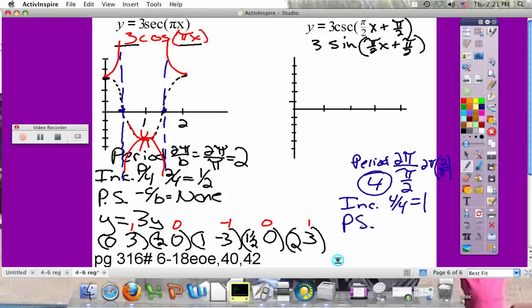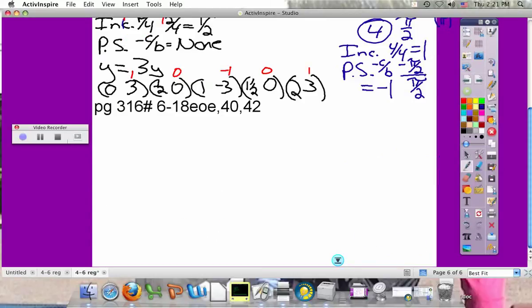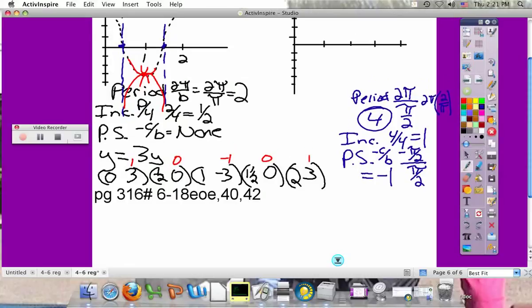Phase shift. And we have a phase shift because we have a c. So we want negative c over b. Well, c in this case is pi over 2, and since it's opposite, it's going to be negative pi over 2 divided by b, which is also pi over 2. And anything over itself is 1, so my phase shift is equal to negative 1. Now what that does is give us a new start and a new end. Whenever you have a phase shift, you will have a new start and a new ending.